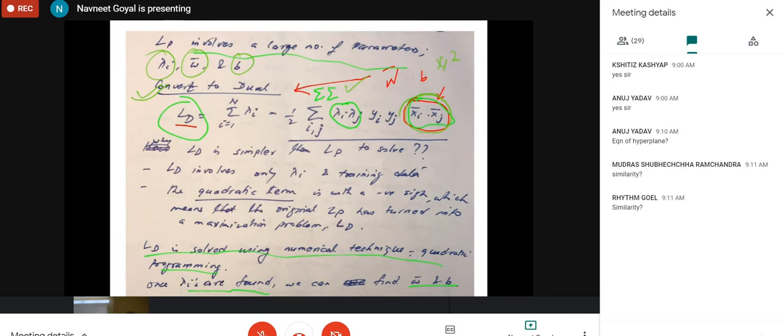But now you see one more thing, that here there are only lambda i's involved. W and b are not there in this formulation of the dual. So what we are saying is that L D is simpler than the primal. The dual is simpler than the primal, as it involves only lambda i's and the training data, which is coming in the form of x i dot x j, although the classes are also coming. y i is the label of x i and y j is the label of x j.